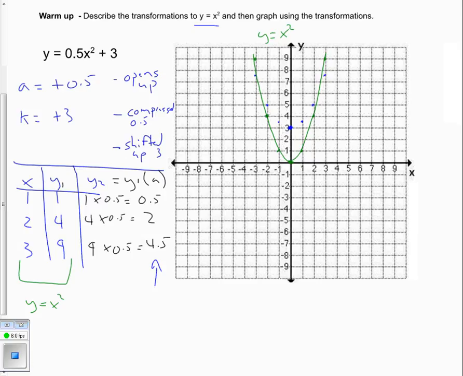Our new parabola is a little bit fatter. It doesn't come up nearly as steeply, but comes up a little bit wider than it did before. Now that we've done some review, we're going to take a look at expanding our knowledge of the quadratic equation.